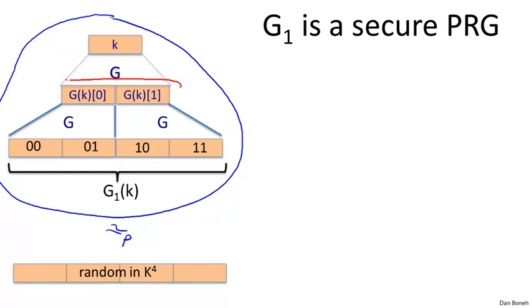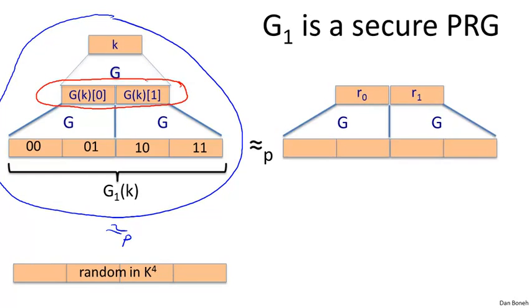Therefore, in fact, the output of the first level is indistinguishable from random. In other words, if we replace the first level by truly random strings, truly random picked in the key space, then no efficient adversary should be able to distinguish these 2 distributions. In fact, if you could distinguish these 2 distributions, it's easy to show that you would break the original PRG.